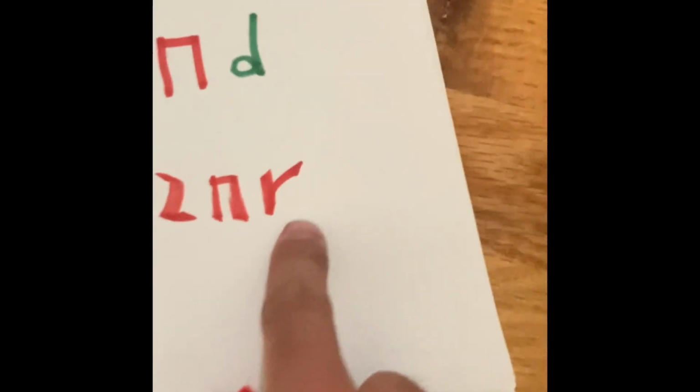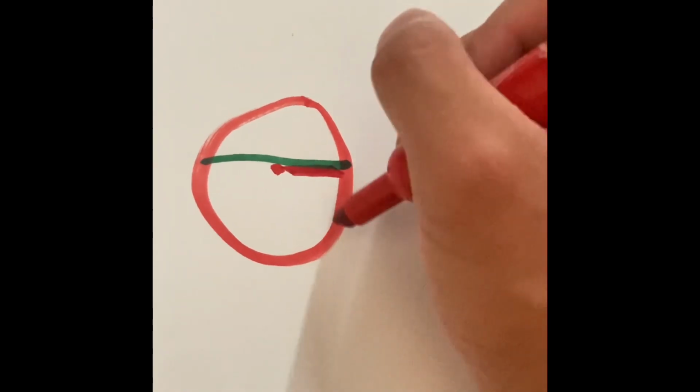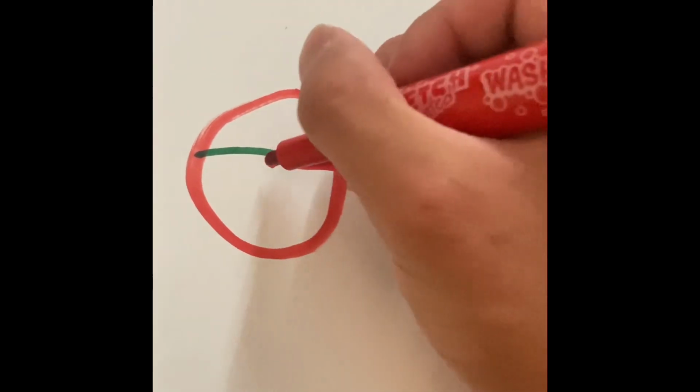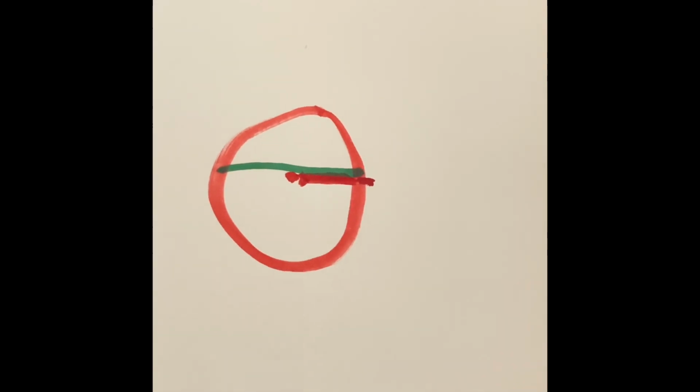The radius, however, is a little bit different. The radius is going to stretch only half the size of the diameter. So one point of the circle to the middle of the circle. Here's an example of the radius.